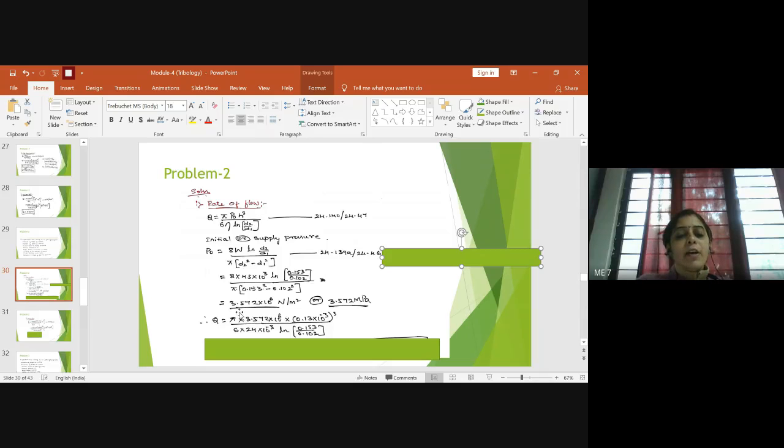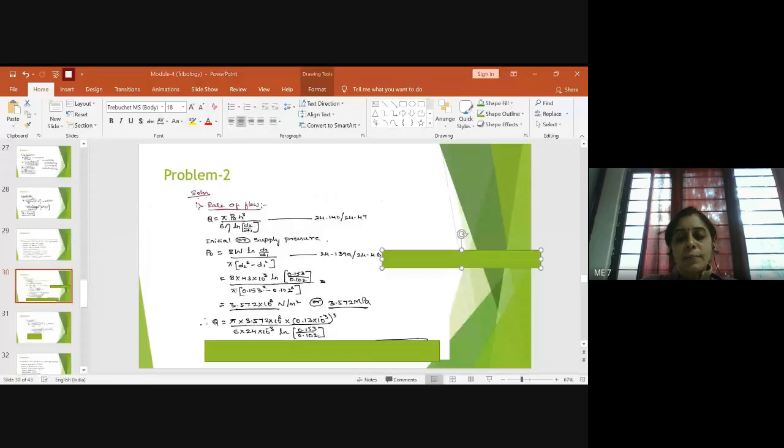So kindly write it down everyone as 3.572 into 10 raised to power 6 Newton per meter square. Or else you can even show it in terms of megapascal, as 3.572 megapascal. Hope everyone has got the same answer.